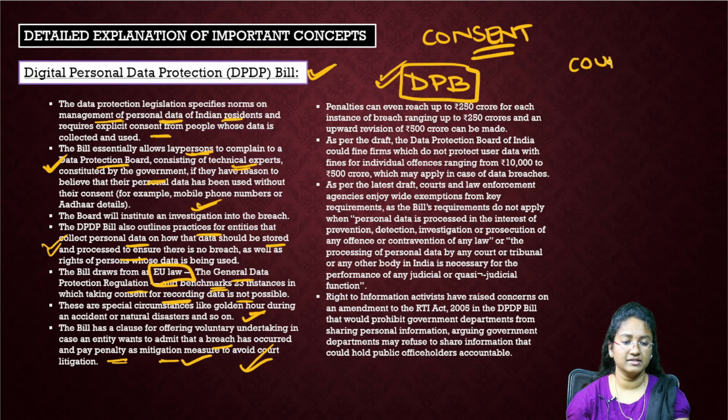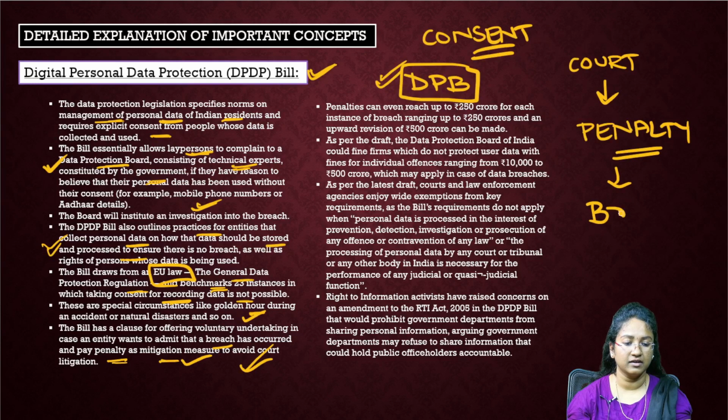So in case they want to go to court, they can go to court for this litigation, and if they do not want court litigation, to avoid it they can go for payment of a penalty. They can ask for payment of a penalty if there is a breach of their collected personal data, right? So penalties can even reach up to 250 crore rupees for each instance of breach, and an upward revision of 500 crores can be made. So this is the upper slab for the penalty amount, right?